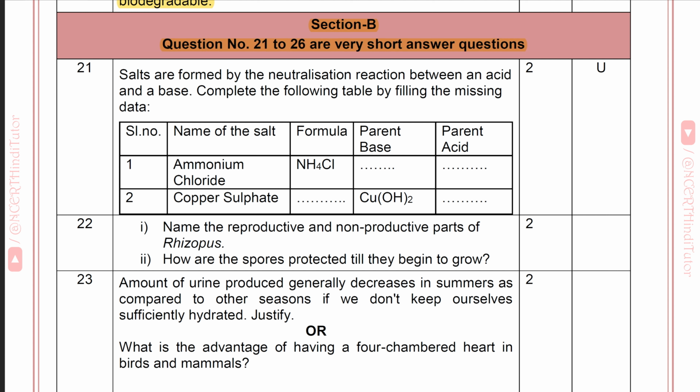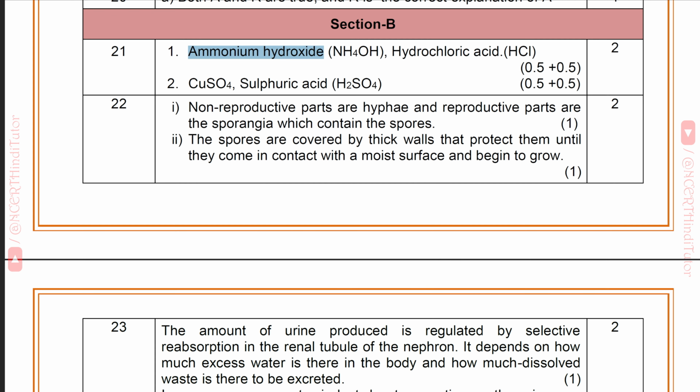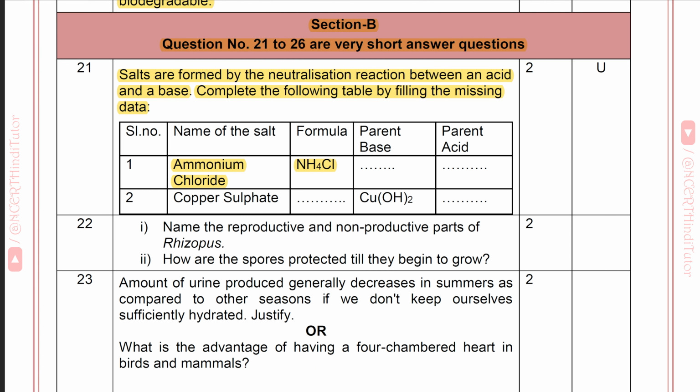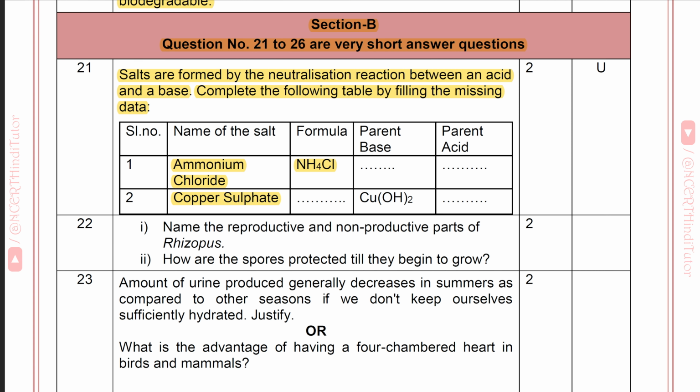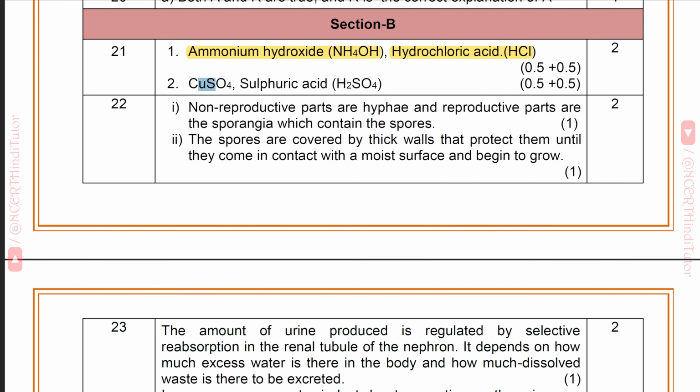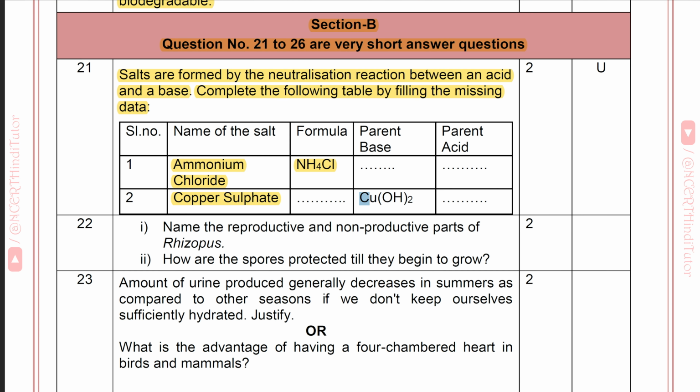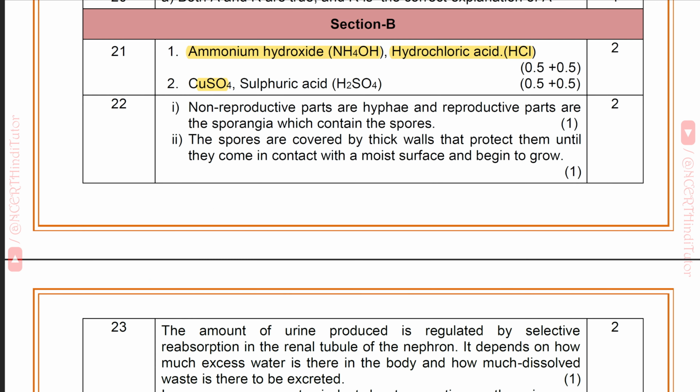Question 21. Salts are formed by the neutralization reaction between an acid and a base. Complete the following table by filling the missing data. Name of the salt, ammonium chloride, formula NH4Cl, parent base, ammonium hydroxide, NH4OH, parent acid, hydrochloric acid, HCl. Name of the salt, copper sulfate, formula CuSO4, parent base Cu(OH)2, parent acid, sulfuric acid, H2SO4.